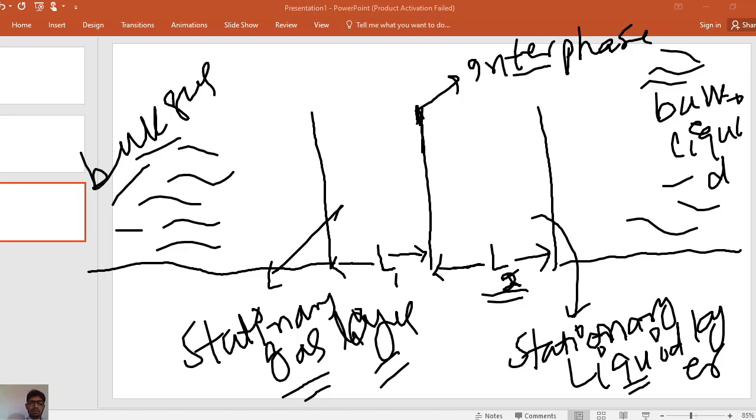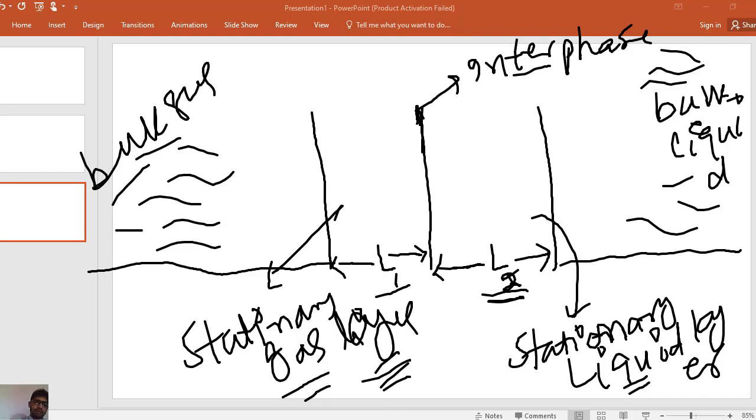In the two-film theory there are two resistances to the transport of material. The two resistances are L1 and L2. These two lengths are resistances to the transport of component A. So the two-film theory, or two resistance theory, shows two resistances to the transport of component A. First of all, component A comes to the stationary gas layer region from the bulk of gas.